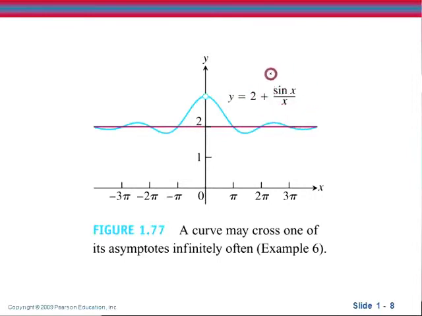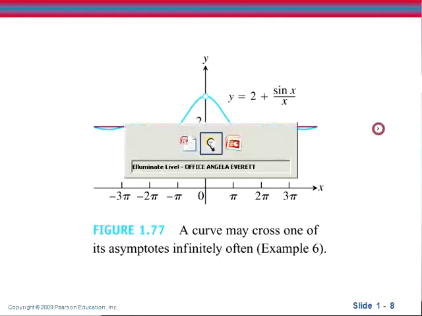So let's think about the limit as x approaches infinity of sine x divided by x. Now sine x is always going to be a number between negative 1 and 1. And our denominator x is going to get larger and larger. So we have numbers between negative 1 and 1 divided by larger and larger numbers. So this will also approach 0 as x gets larger and larger. So this graph will approach 2 as we approach infinity.